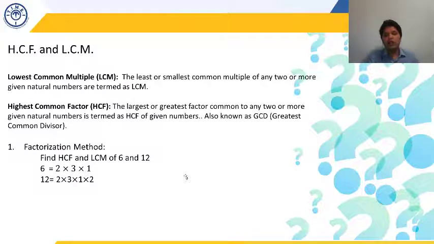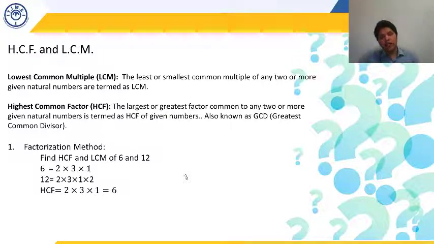And now what is the HCF of these two numbers? HCF is going to be the multiplication of all the common factors of the given numbers. So in 6 and 12, what are the common factors? It is 2 into 3 into 1. 2, 3 and 1 are common to both. So 2 into 3 into 1, which is 6, is going to be the highest common factor.